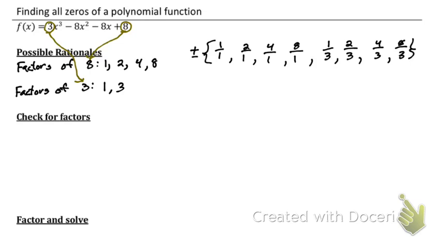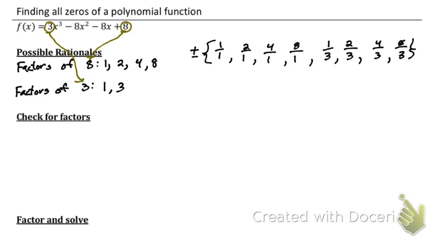Okay, so these are all of our possibilities. We started off with any rational number might work for this. We have 8 times 2, 16 possible. We have positive and negative 1, positive and negative 2, positive and negative 4, positive and negative 8, you get the idea.